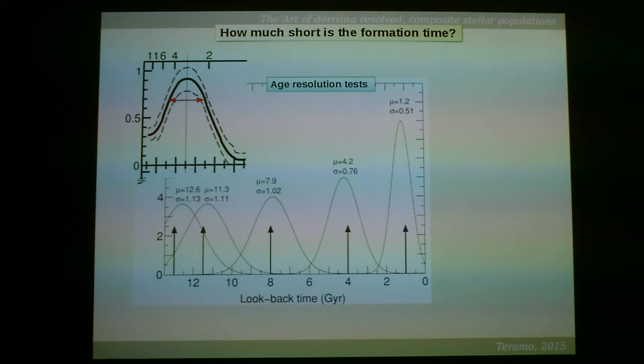For example, we know that when we make a completeness test, a fake star test, stars are recovered brighter than what we introduce. We introduce a star with a certain magnitude, and for the stars that are dimmer, we recover them brighter. That is an effect. So it's all related to that. So it's not a Gaussian dispersion at all.